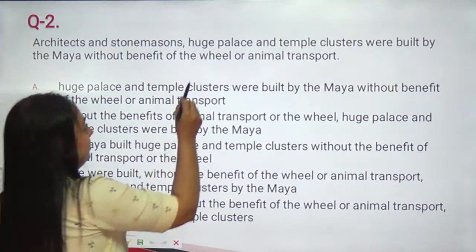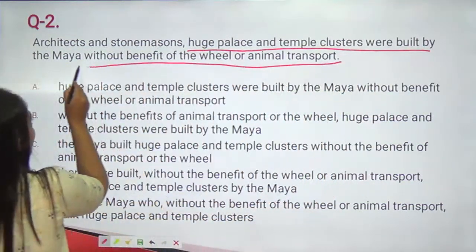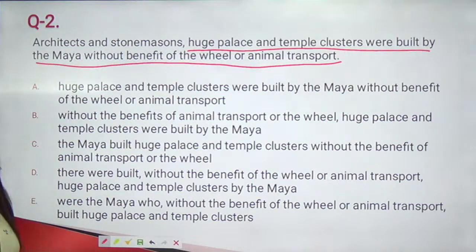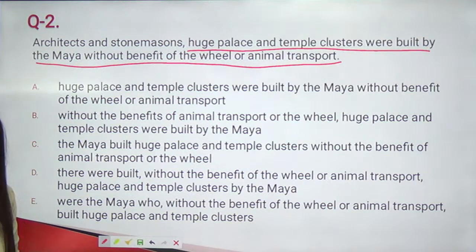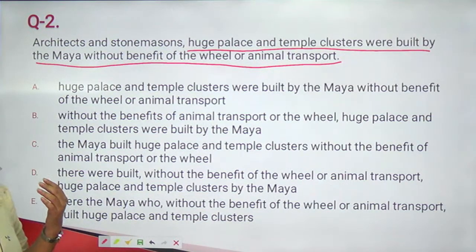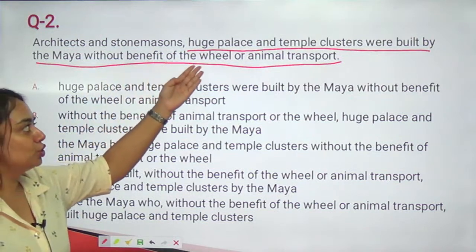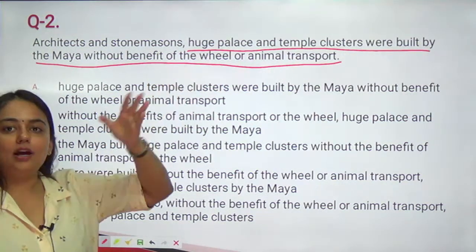So let me underline the part which you have to change. This is the part that has some error. You have to give me an alternate for this part. Let me read the whole sentence for you. Architects and stonemasons, huge palace and temple clusters were built by the Maya without benefit of wheel or animal transport. So the people of the Maya civilization built huge palace and temple clusters without the usage of any wheel or animal transport.